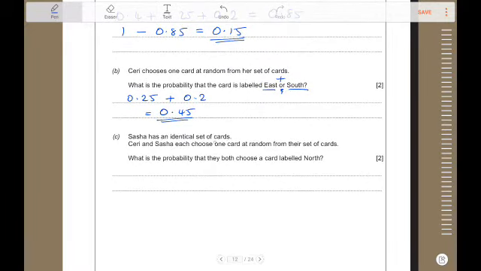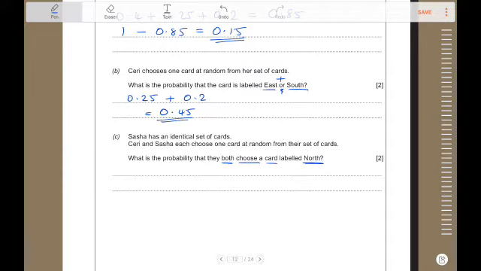Sasha has an identical set of cards. Kerry and Sasha choose one card at random from their set of cards. Right, so the situation we've got is Sasha's picking a card at random and Kerry's picking a card at random. Because Sasha's cards are identical, the probabilities will be the same as well. What is the probability that they both choose a card labelled north?